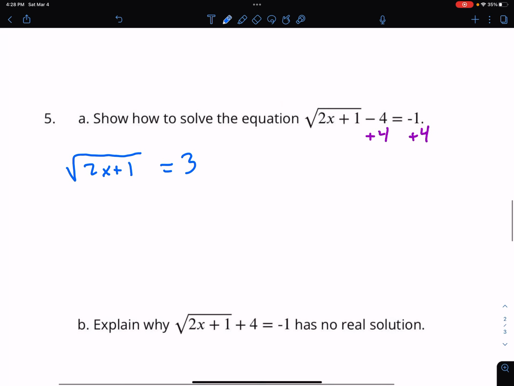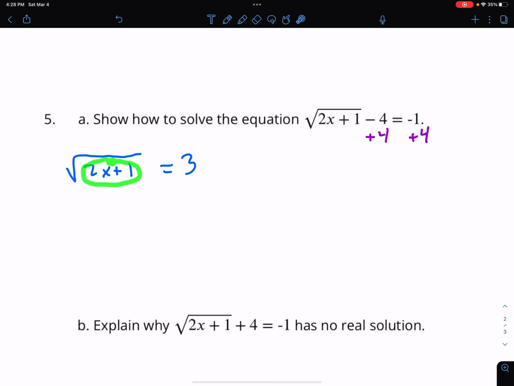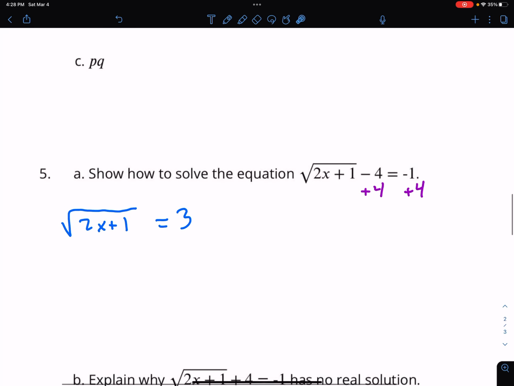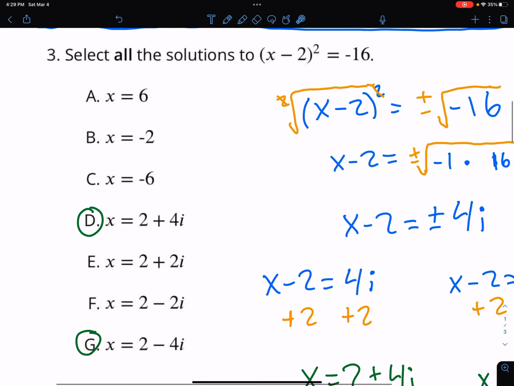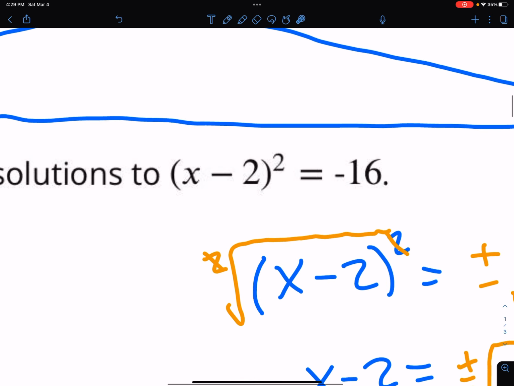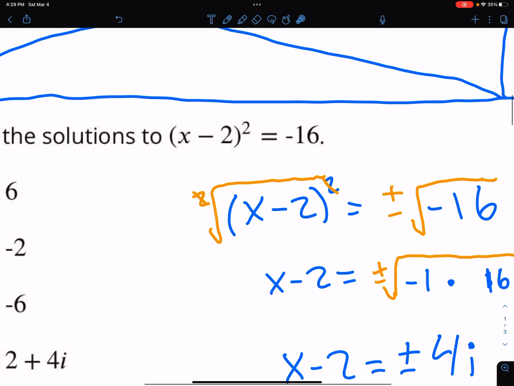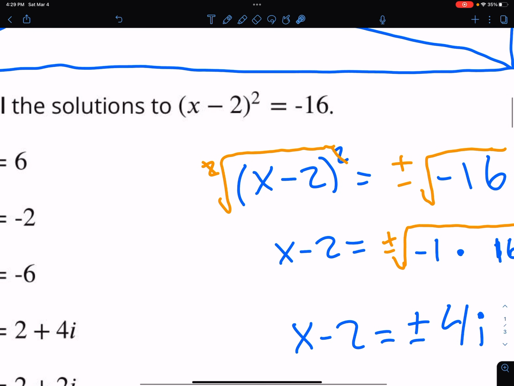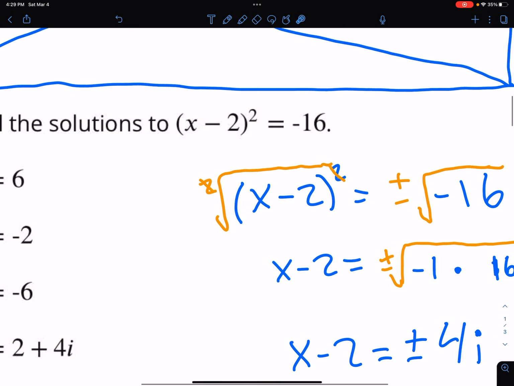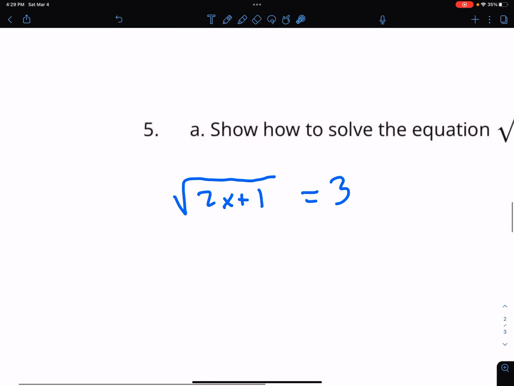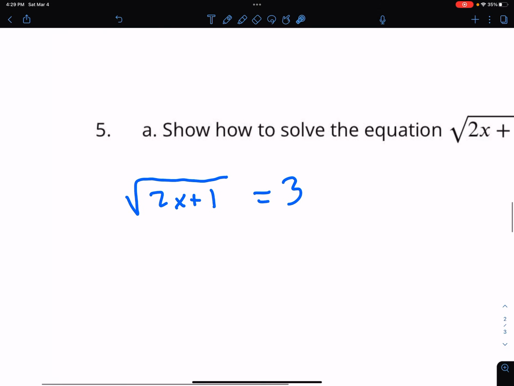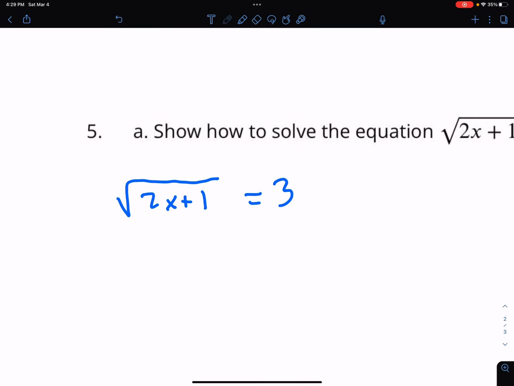Okay, now I've got the 2x plus 1. It's stuck together. It's all here together underneath that square root. So I need to think about what's the opposite of a square root. Well, up here previously, when we had something that was a square, we took a square root to get rid of that power of 2. And those are the opposite of each other. A square is the opposite of a square root. So since this is underneath that radical, that square root, I'm just going to raise it all to the power of 2.